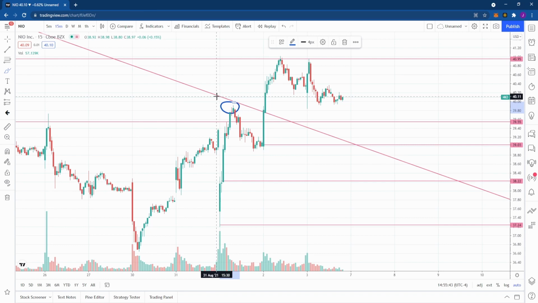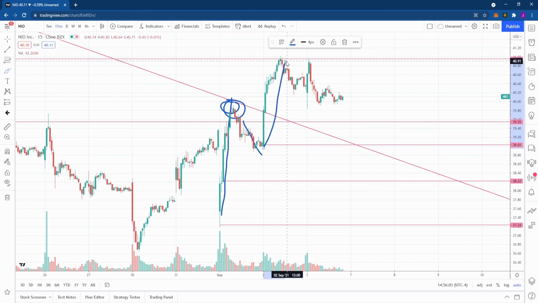This is something you'll hear me say: if you wanted to take a short or a long, the first time it comes to a support or a resistance is the best time. The second time around doesn't work as well. So if you wanted to take a short, the first time it hit this downward trend line is where you would have initiated your short, and it did work. The second time didn't work so well.